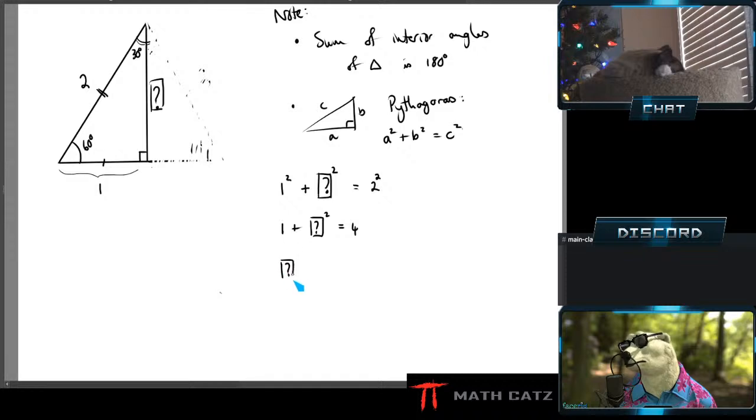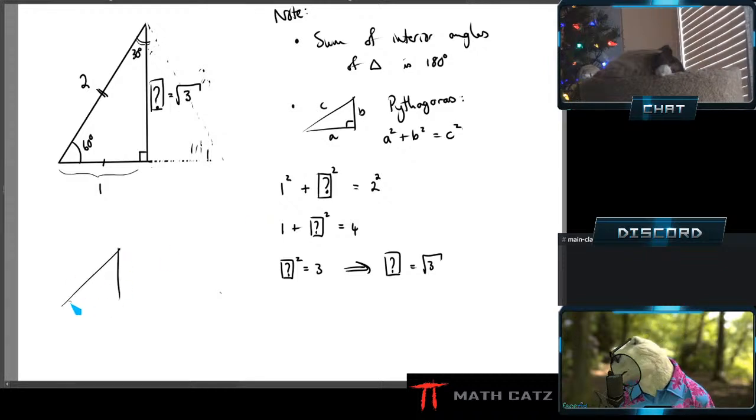So question mark in a box squared equals 4 minus 1, 3. So question mark in a box equals the square root of 3. Square root of 3. And now I know everything about this triangle. It's my 30 degree, doesn't matter if I freehand this, 60 degrees, 30 degrees, 2, 1, root 3.